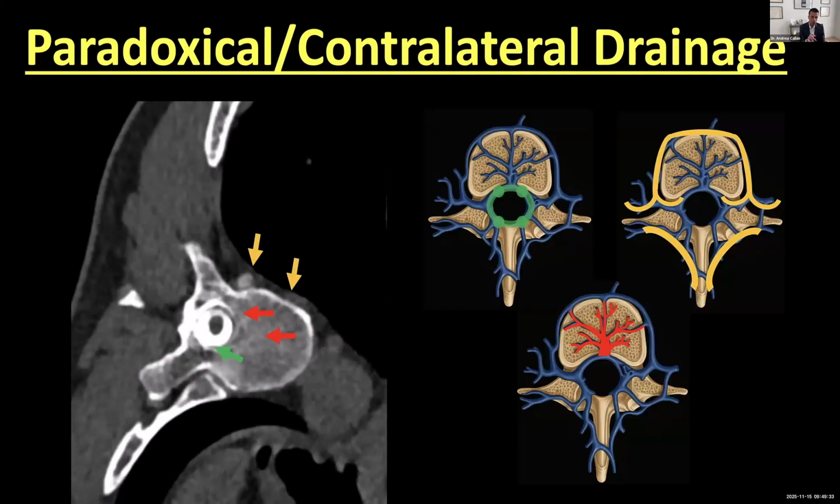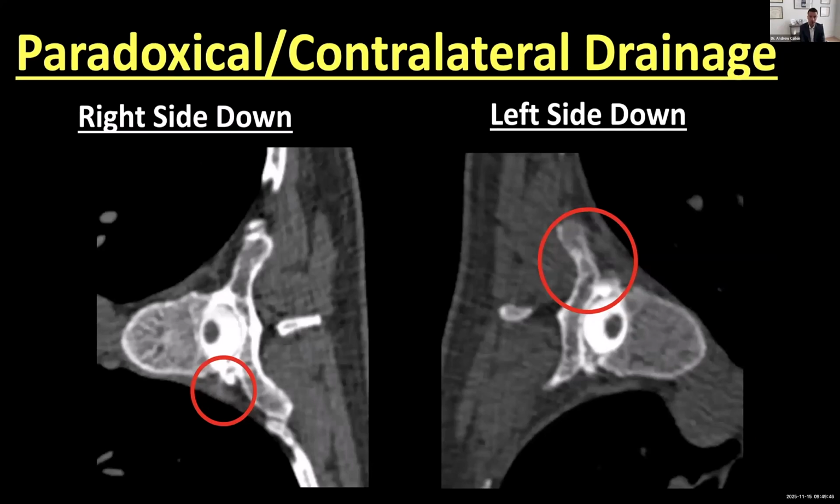Okay, so even though your eyes may be sort of fixed on the part that is dependent, after all, we're putting that side down and having the contrast layer there, it's very possible that there is that paradoxical drainage of the fistula, which is very important to remember. Here's another example of that.